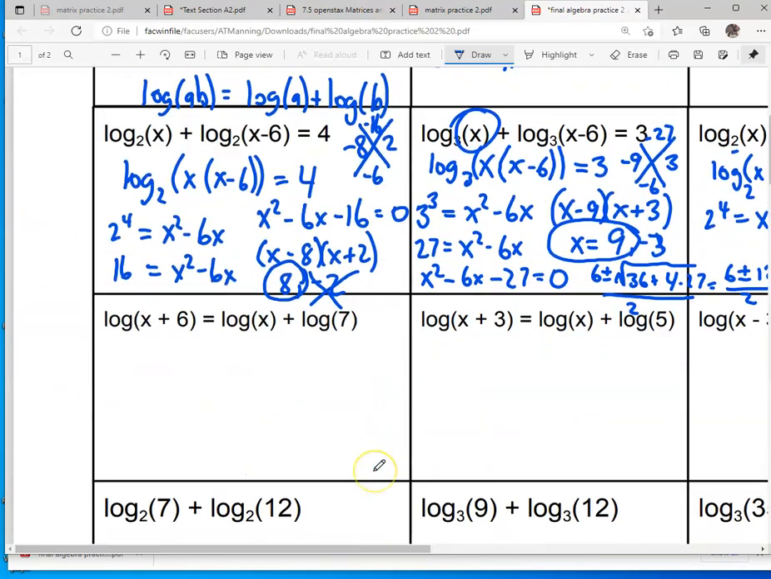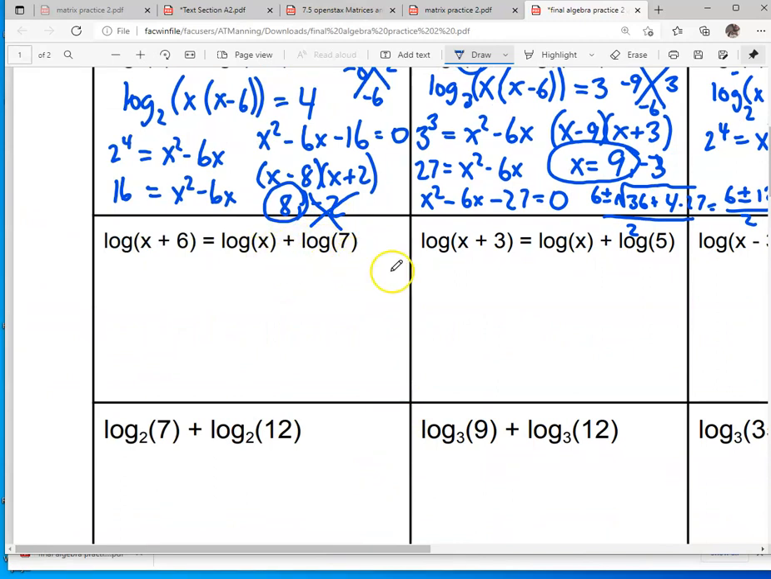When you see logs on both sides, let's use our rule of multiplication, and we have log of x plus 6 is equal to log. Addition of logs means the same as the log of those things multiplied together. That's the same as log of 7x. And now, look at that. It becomes actually an easier problem. I know what's inside of this is the same as what's inside of this, so I can just say x plus 6 equals 7x. Logarithms are gone, and I have a simple problem.